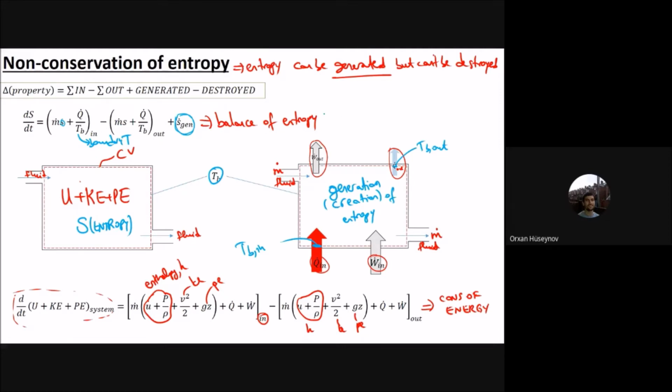And here you can see the difference now. Let me add work. Heat can transfer entropy, but work can't transfer entropy. In other words, there is a difference between work and heat. Heat adds entropy to the system, but work cannot add or remove entropy. That is the difference between work and heat.